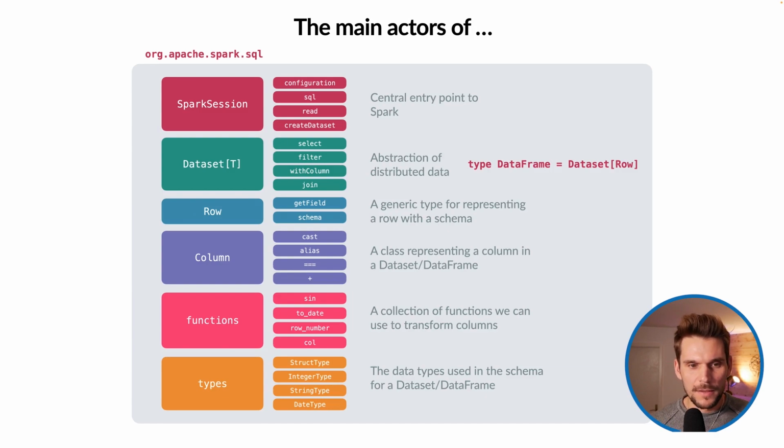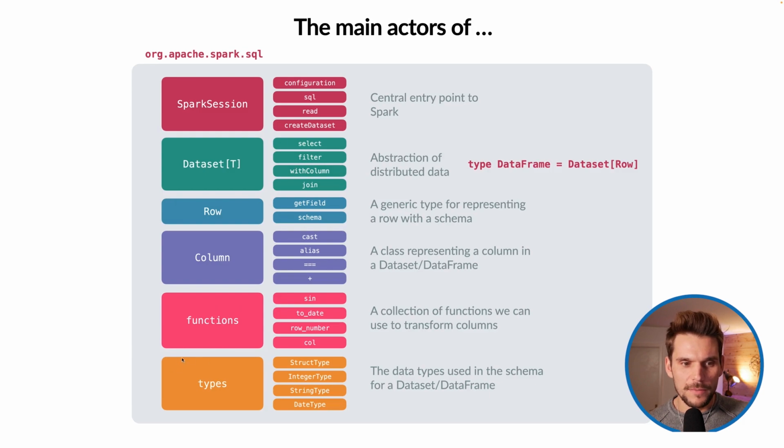Down here, we also have an object which is called functions. So it's in org.apache.spark.sql.functions. And this object basically provides a very wide variety of functions, which we can use together with columns and data frames to build powerful SQL-like logic in our Spark program.